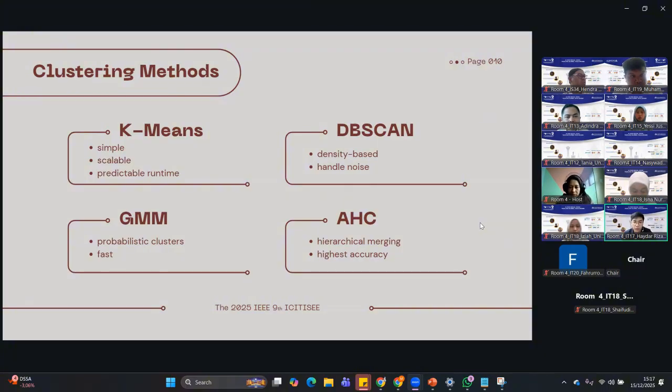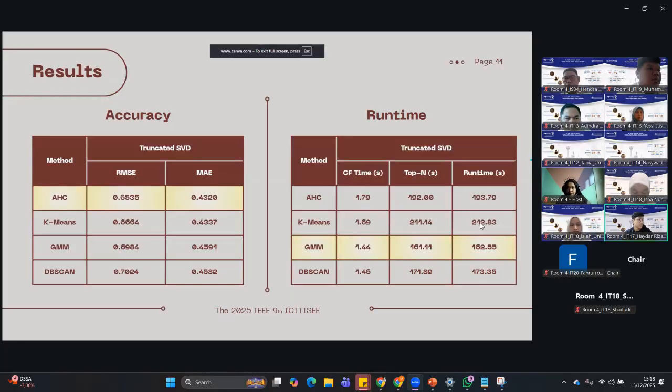Agglomerative hierarchical clustering, or AHC, captures multi-level user similarities and tends to produce high accuracy grouping. So these are the results.